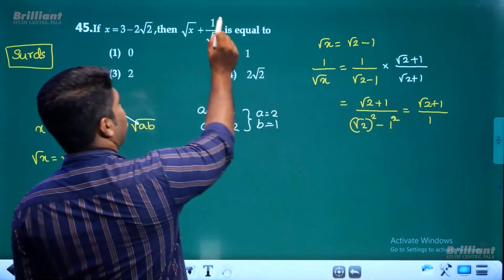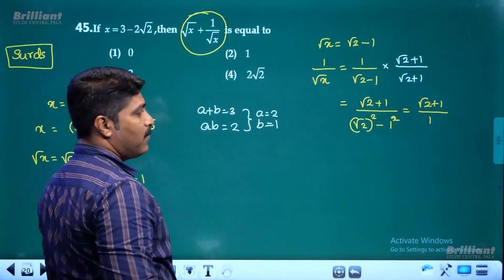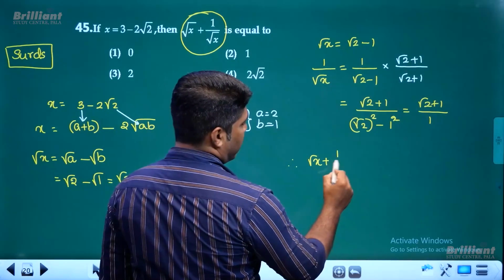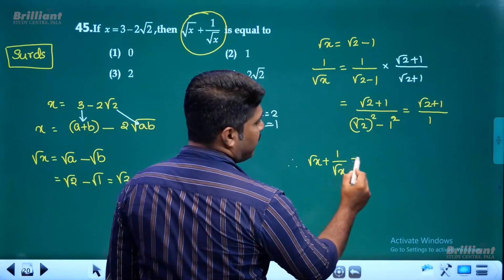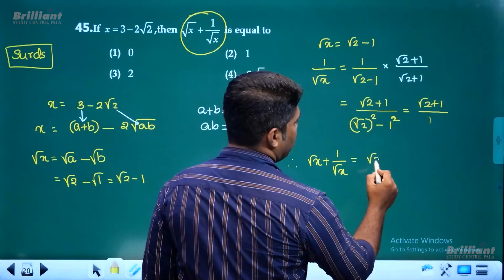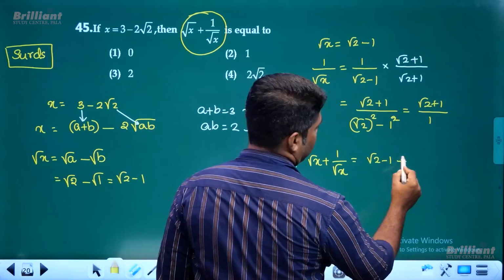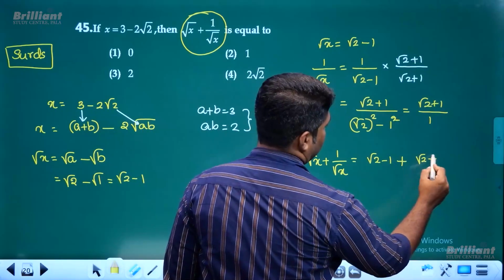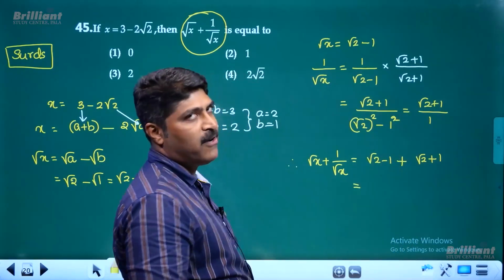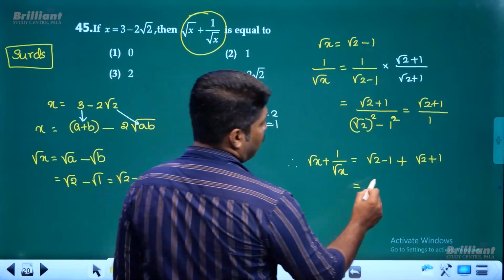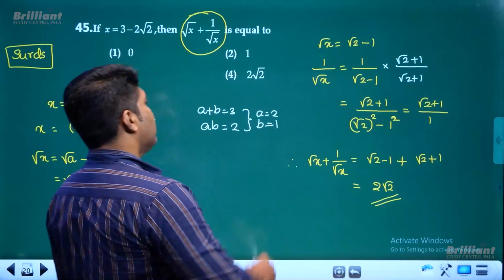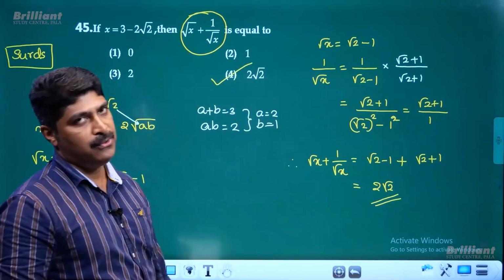We are going to find out what is root x plus 1 by root x. Therefore, root x plus 1 by root x. So that is root 2 minus 1 plus root 2 plus 1. What will happen here? This minus 1 plus 1 will be eliminated and finally we will get 2 root 2. So the answer is option 4, 2 root 2.